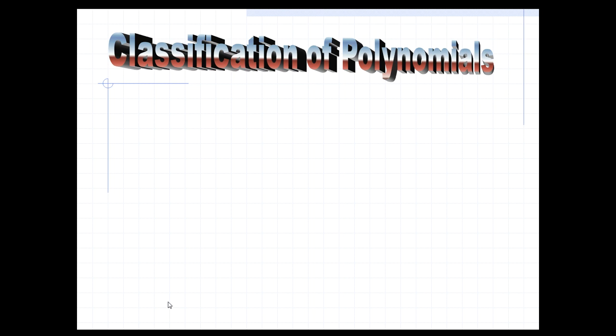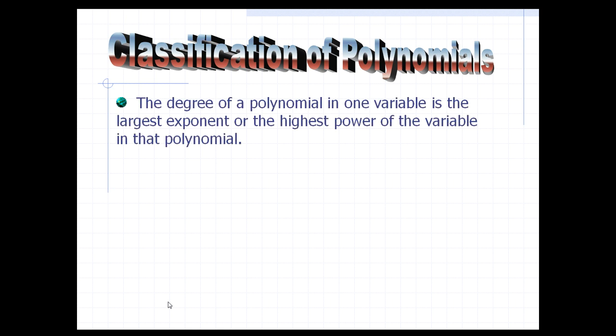Let us continue our topic of polynomials and proceed with the classification of polynomials on the basis of their degree. The degree of a polynomial in one variable is the largest exponent or the highest power of the variable in that polynomial. Let us consider some examples. 2. 2 over here is a constant polynomial and there is no variable with 2. So, it is actually a polynomial of degree 0 because it can be considered as 2x raised to the power 0.